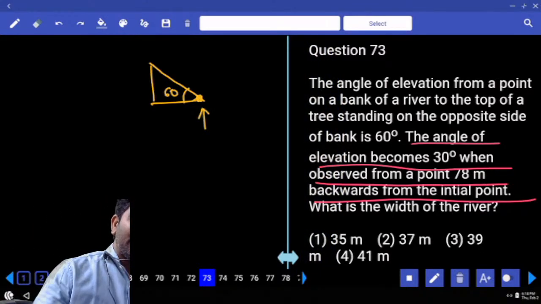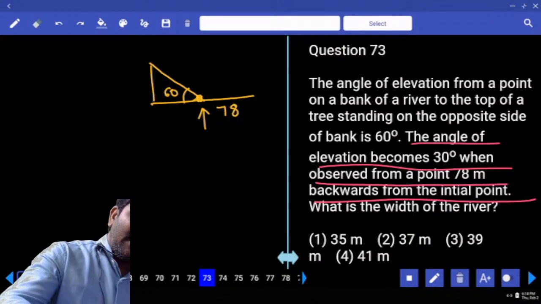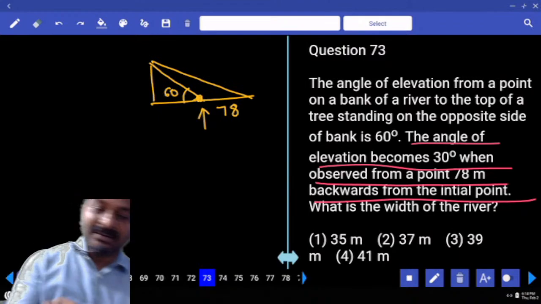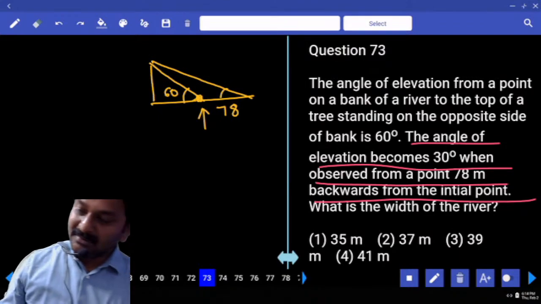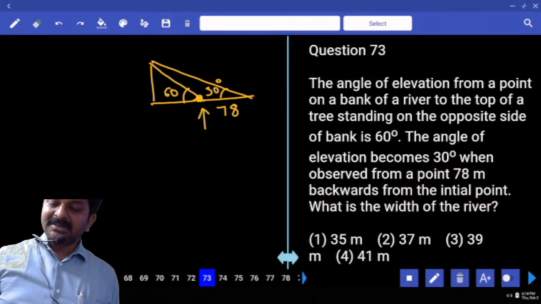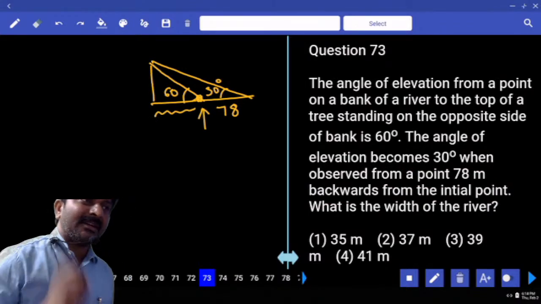Initially he is at this place. Now he is going back 78 meters, and from here if you take the angle of elevation, it forms 30 degrees. It forms 30 degrees. Now we were asked to calculate what is the width of the river. This is the width of the river, correct?